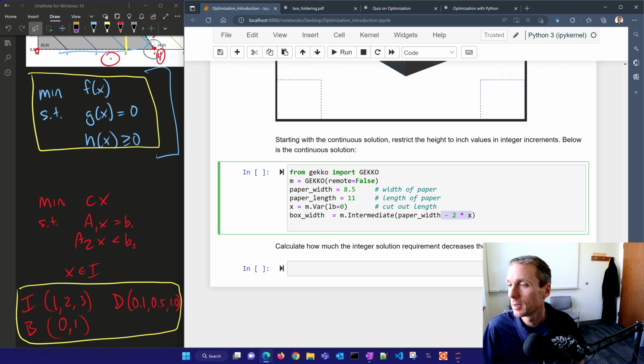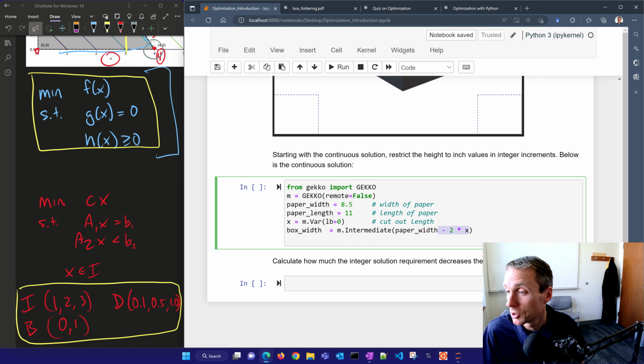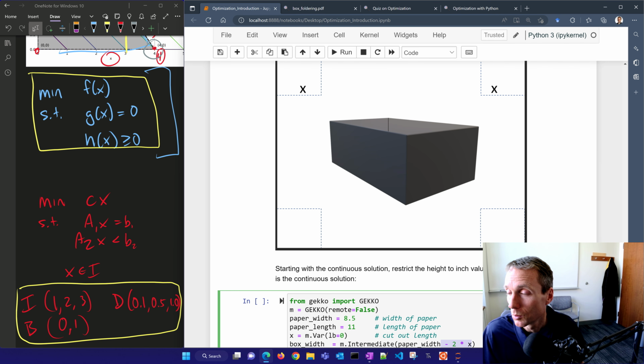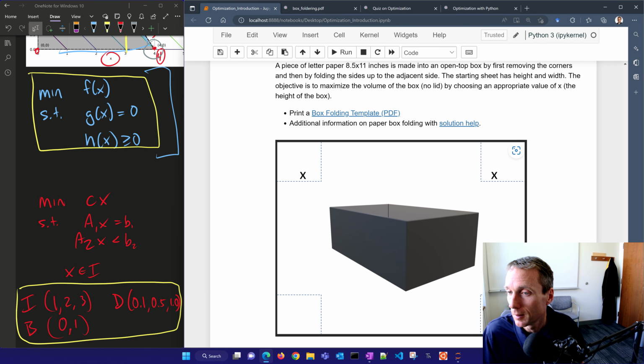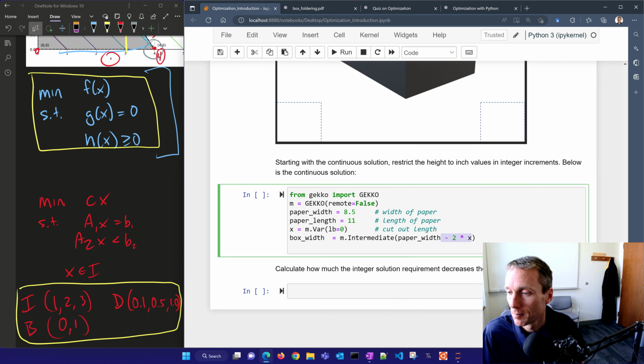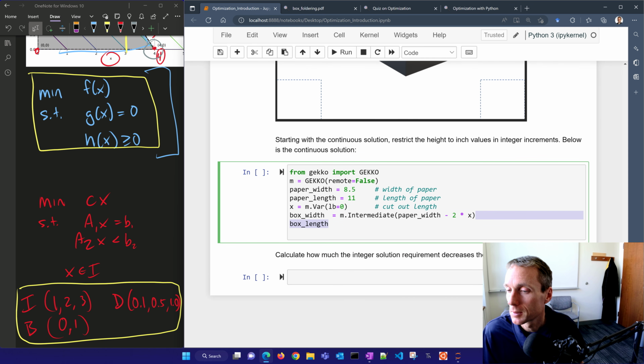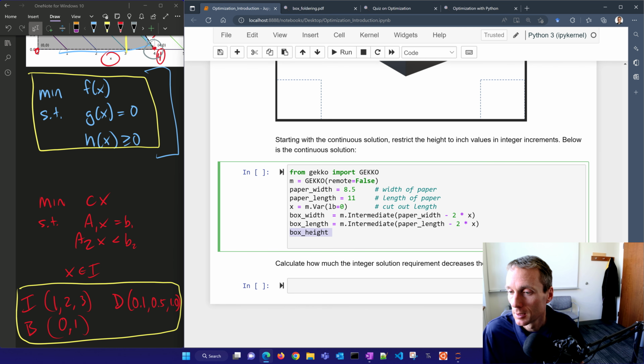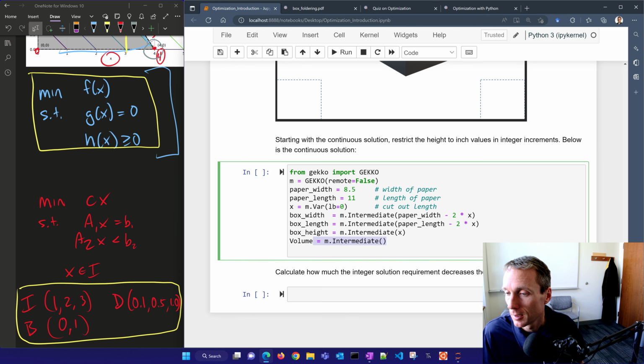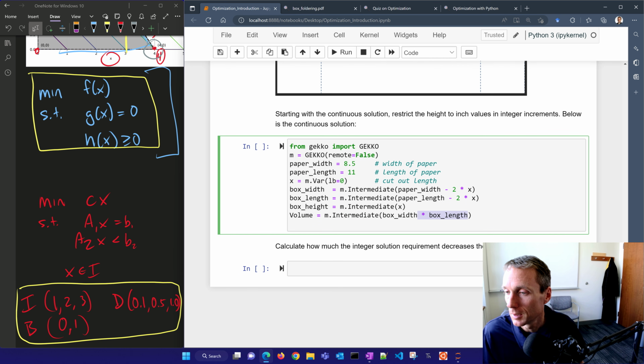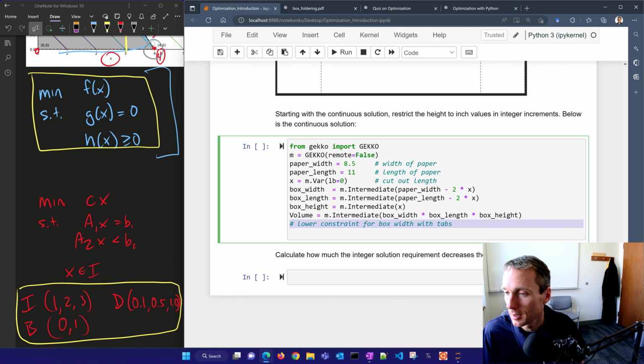All right, and then I'll have minus 2x. So my box width is going to be the width of the paper minus 2 times x. And then the box length is similarly going to be the paper length minus 2 times x. And then my box height is going to be x. And my volume is going to be the width times the length times the height.